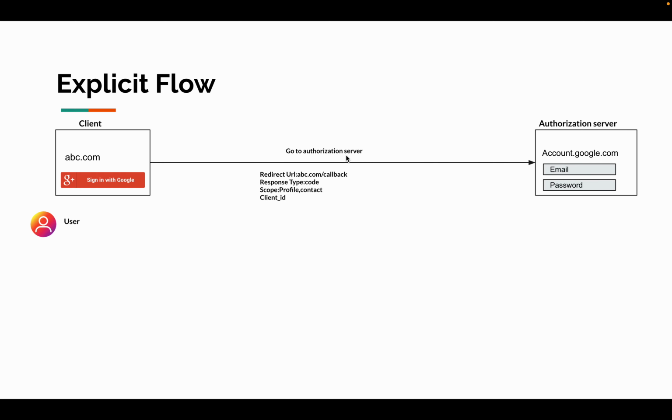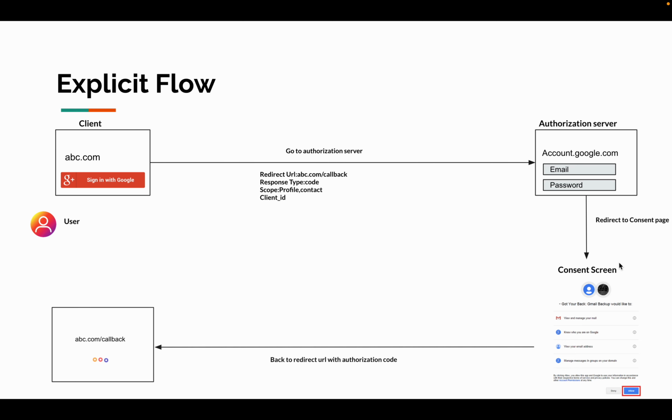Once the user clicks on this authorization endpoint from your website, it will redirect them to the authorization server with the Google login page. After successful login, the user will be redirected to the consent page. And once the user accepts the consent, it will redirect the user to this callback URL, also known as the redirect URL. So it will redirect the user to the redirect URI with the authorization code. Now the website, abc.com, will use that code to exchange for an access token.